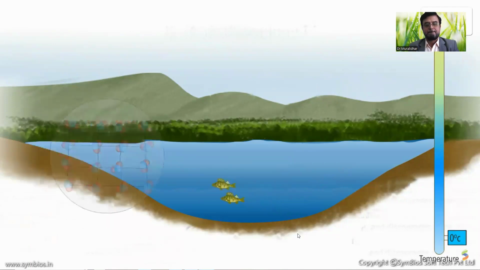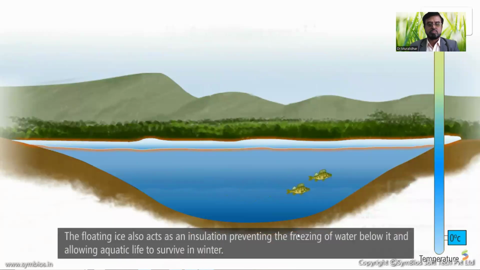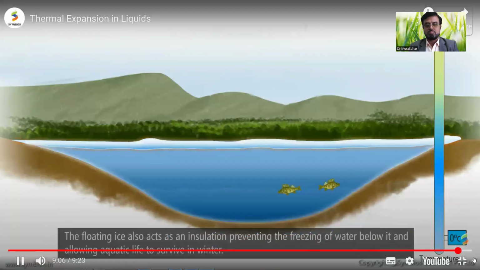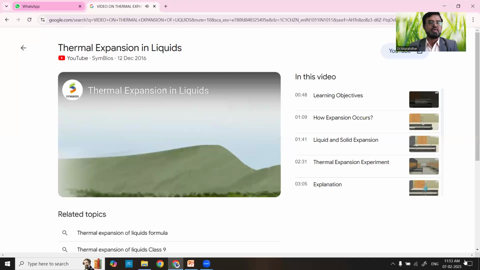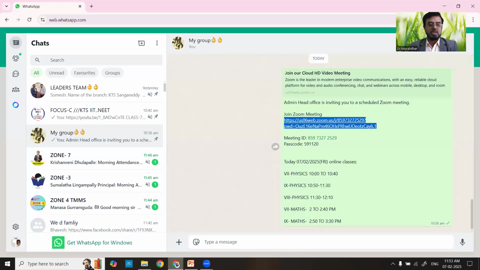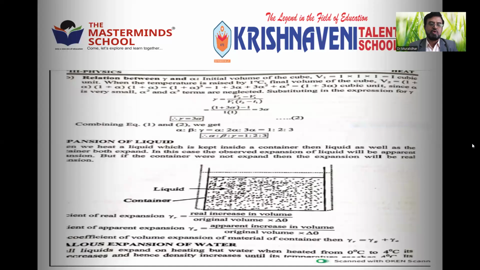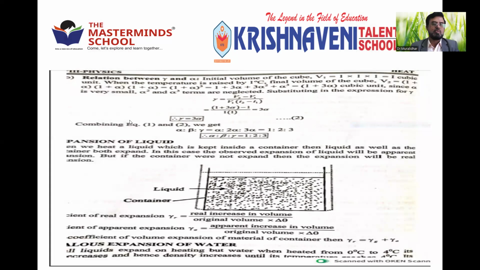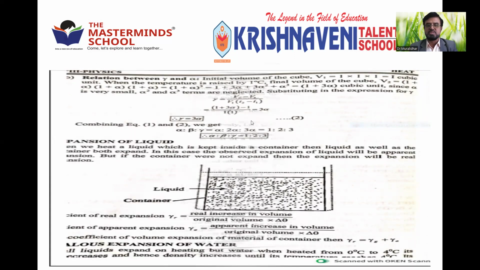At 0 degrees Celsius, the surface layer freezes to ice, but its density remains lower than the water below it and it floats on the surface. The floating ice also acts as an insulation, preventing the freezing of water below it and allowing aquatic life to survive. So it's a very interesting observation about the expansion of liquids. We can see how the liquid expands volume-wise, especially in water. We have seen clearly the expansion of water. That is the last part of this synopsis.